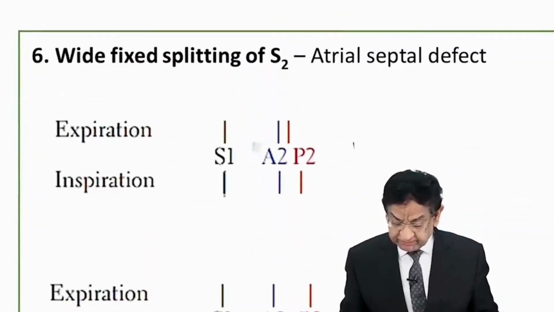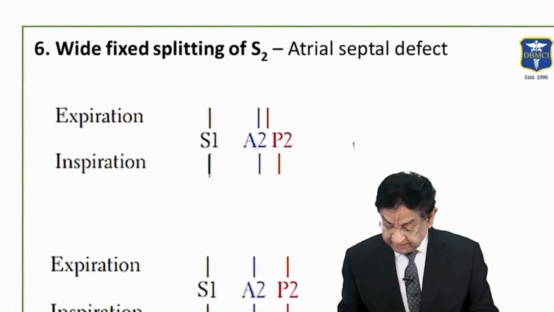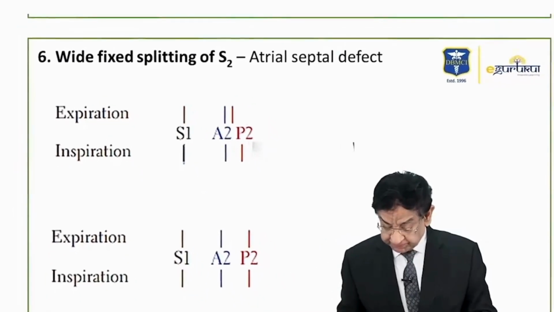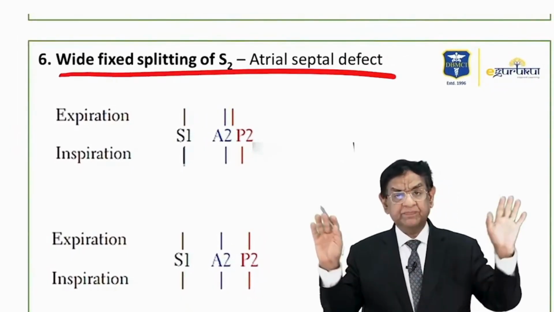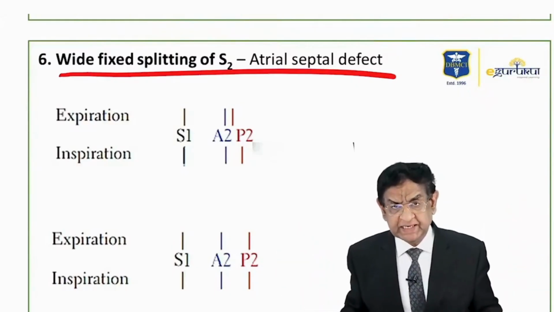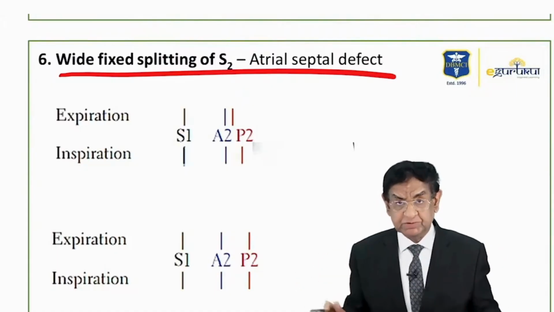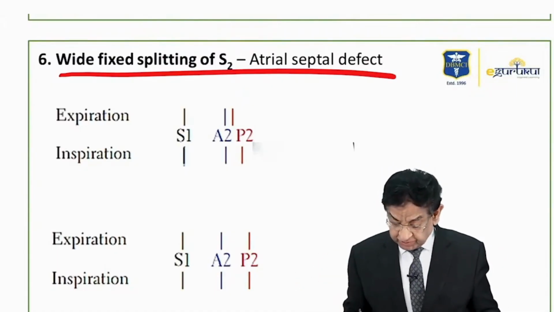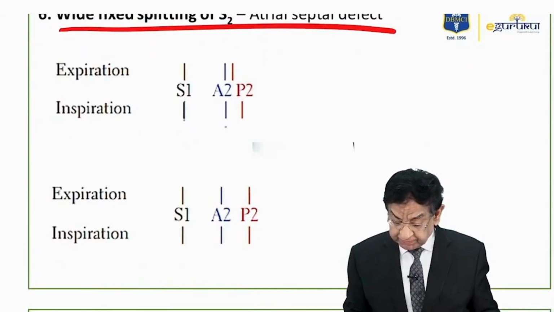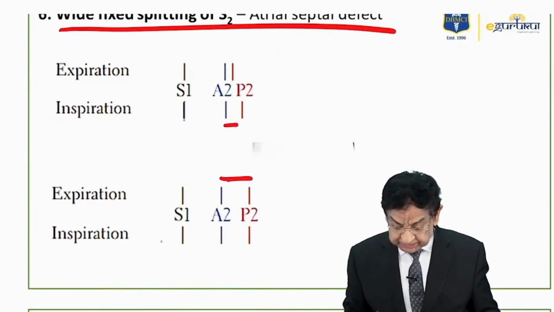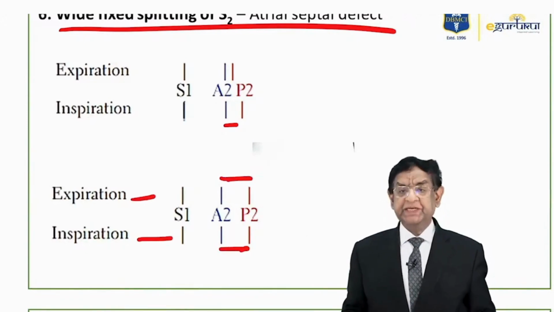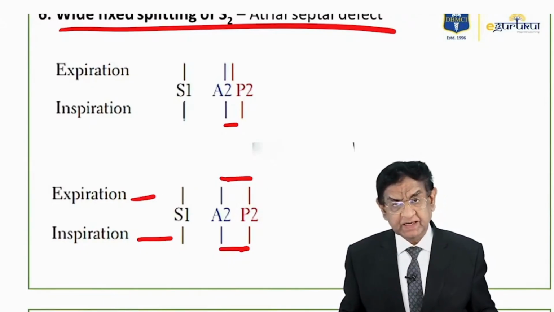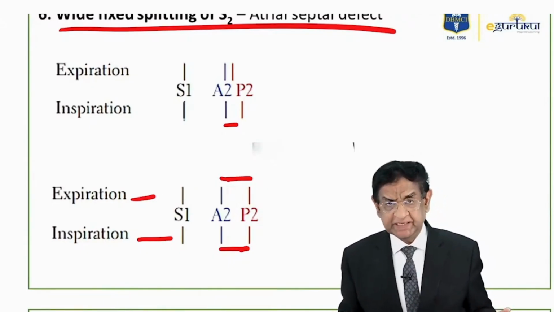Wide fixed splitting is very simple, but it is a universal question: wide, fixed, no change with the breathing also. This is ASD, look into this. This was the splitting. It is split in both inspiration and expiration. You can see no change. No change is ASD, fixed wide splitting of the sound.